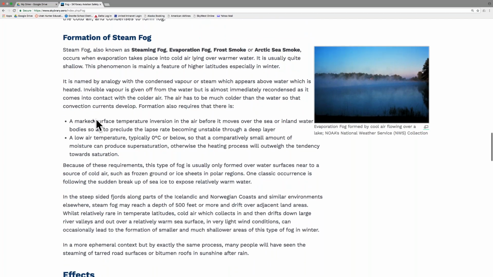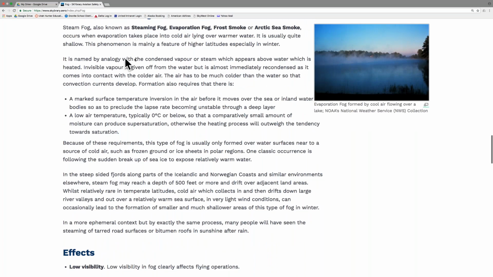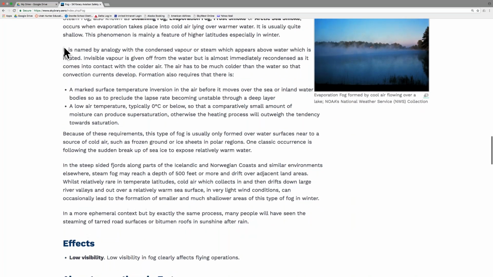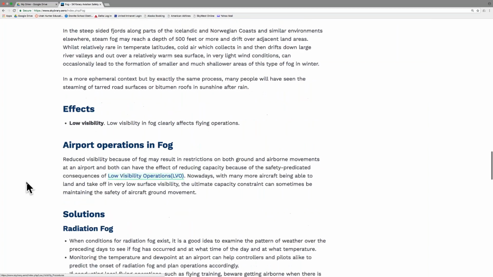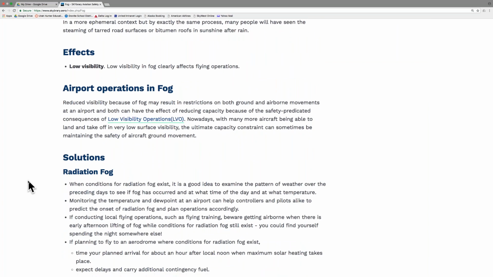So you can just see a little bit more of what it is. So what are the effects of fog? Low visibility, right? It's as we said before, it can really change operations quickly.